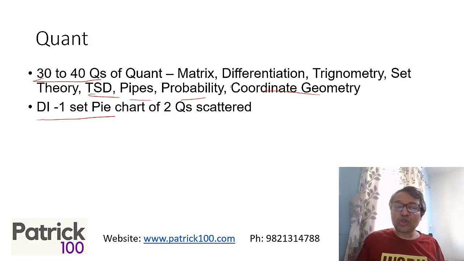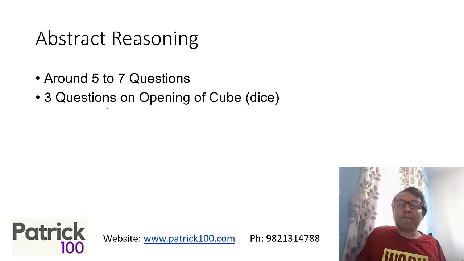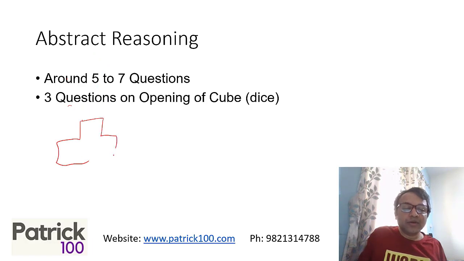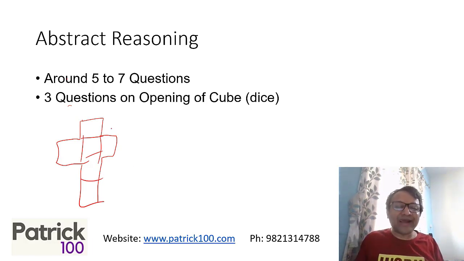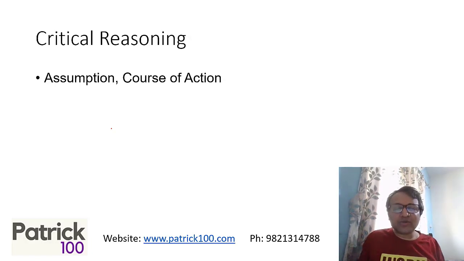The different types of matrix and differentiation questions are not too many, one question as such. If you look at slot 3, there were 2 questions on differentiation and one on integration, and so on, which was quite a bit of weightage. Abstract was comparatively low, 5 to 7 questions. Of those, 3 questions were about opening up the cube. This had come in the previous slots too, where you have to open the cube and find out which dot comes where, so dice or cube type questions. The number of abstract reasoning questions in this slot was comparatively low. Critical reasoning questions were there.